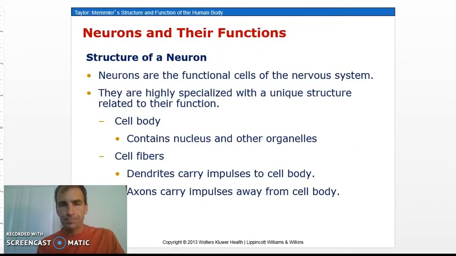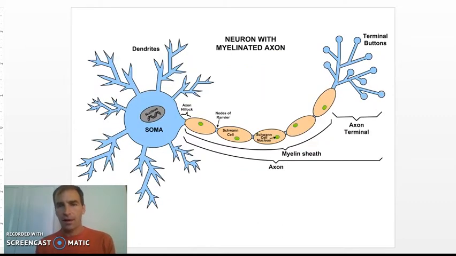Okay, so that gets us to the structure of a neuron. And so let's just kind of look at a neuron here. And now, not all neurons exactly look like this. Some are shorter, some are longer. Again, this is an animated perspective, but neurons, clearly, as you can see from their shape, are different than a normal cell.